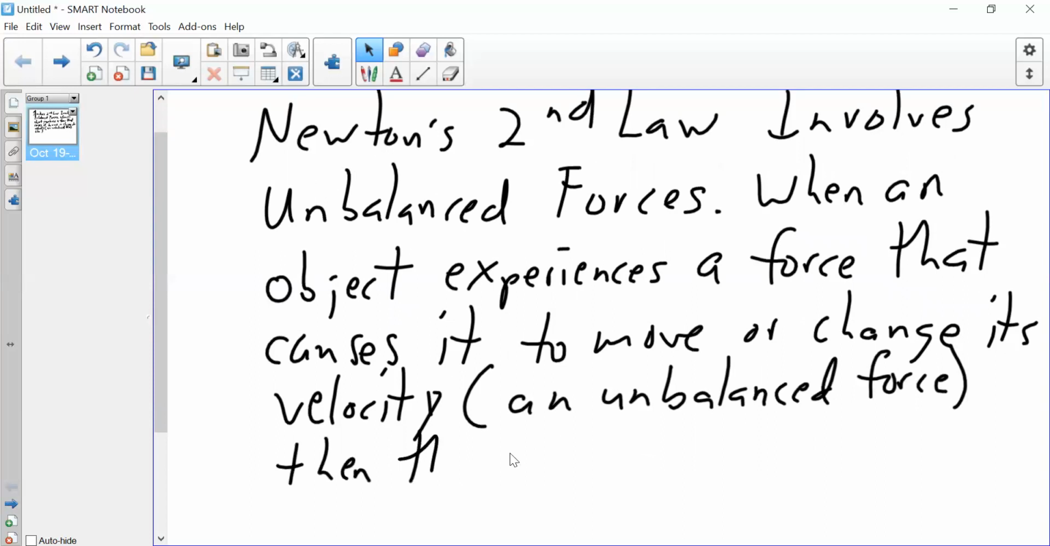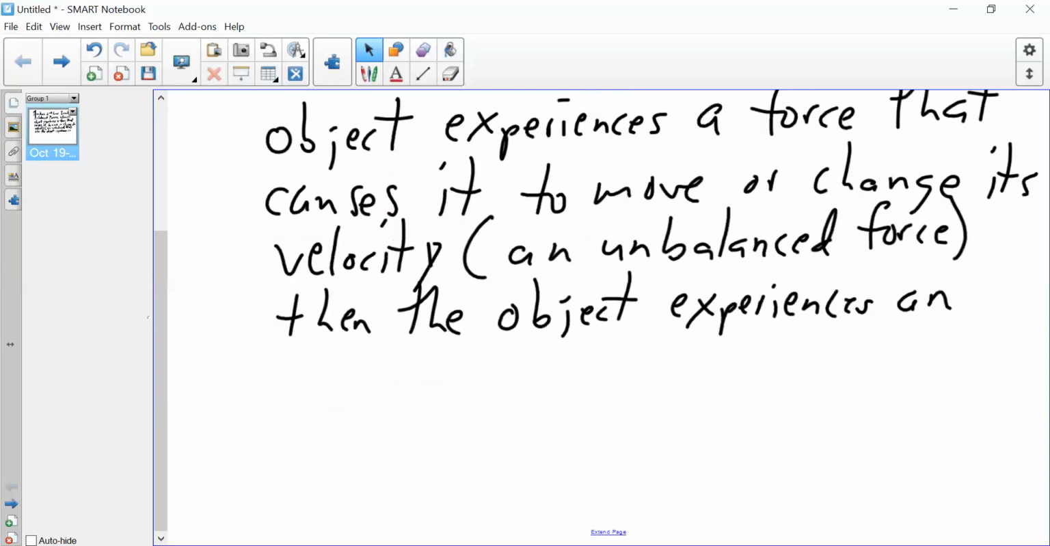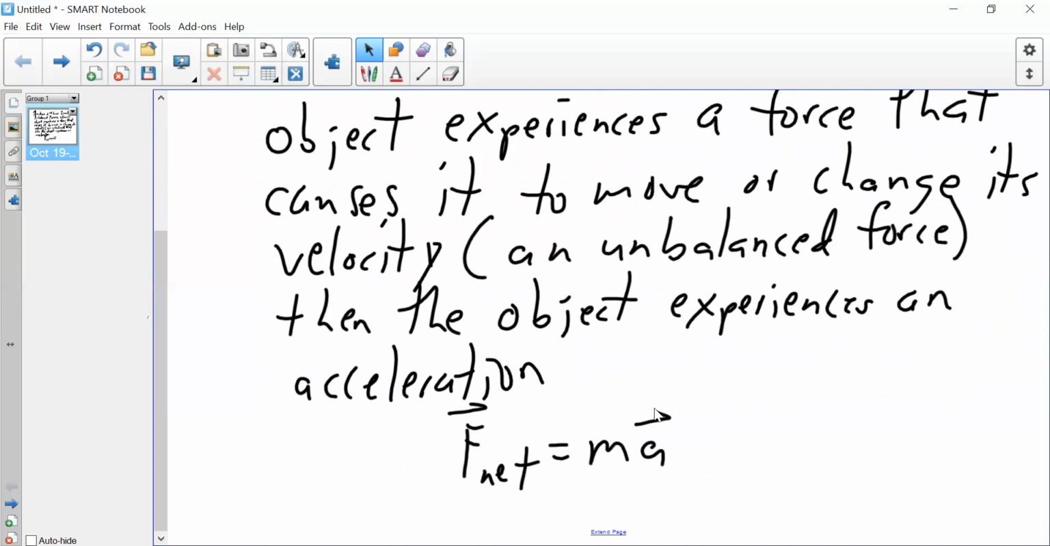So in that situation, it experiences acceleration, as we defined earlier. Net force will be mass times acceleration, and where acceleration is equal to net force divided by mass.